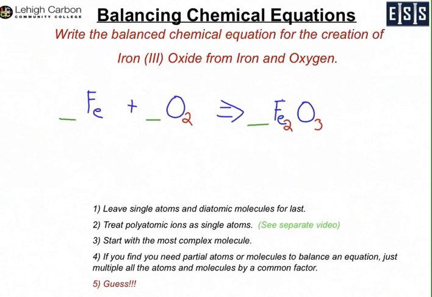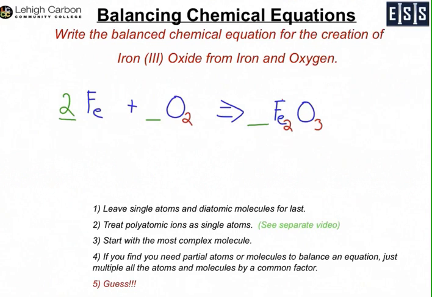We have 2 irons on the right here. So let's look over on the left. We can put a 2 here, and that gives us 2 irons on the left. So now the iron looks okay. Now we look back on the right. After we did the iron, now we're going to look at the oxygen in iron 3 oxide. We have 3 oxygens. We go on the left, and we see oxygen, though, is diatomic.